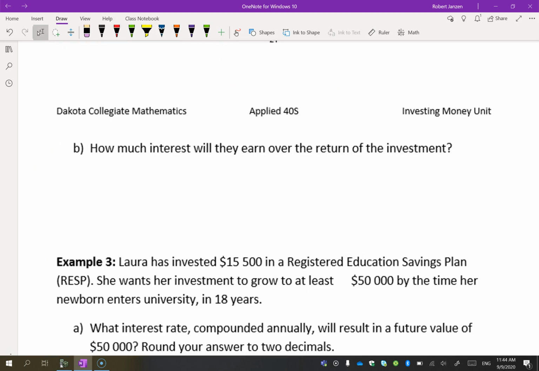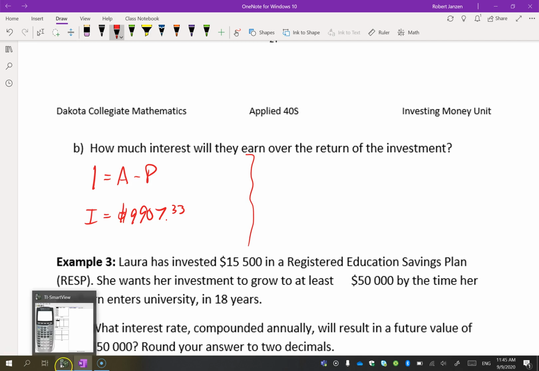How much interest will they earn over the return? Okay, well, there's a couple of ways we could do this. We could take the final value, subtract the present value, and this is a totally okay way to do it. You end up with $9,907.33. But there is another way to do it. I do want to show this to you because it helps you do some of the other questions.